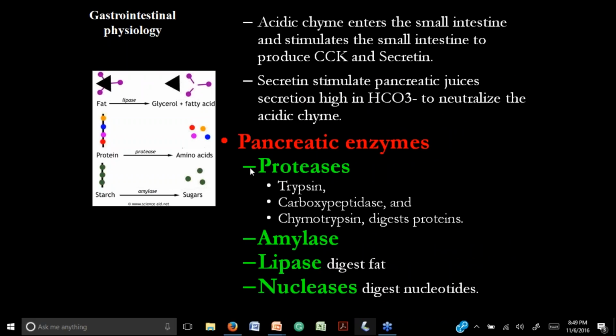Okay, so here pancreatic enzymes. We have the proteases, which is the general name for trypsin, carboxypeptidase, chymotrypsin. All of these are proteases, peptidases, protein. So all are proteins. Amylase is going to digest the carbohydrates. Lipase is going to digest fat, and the nucleotides are digested by the nucleases. So number one, what I want just to remember here is this.